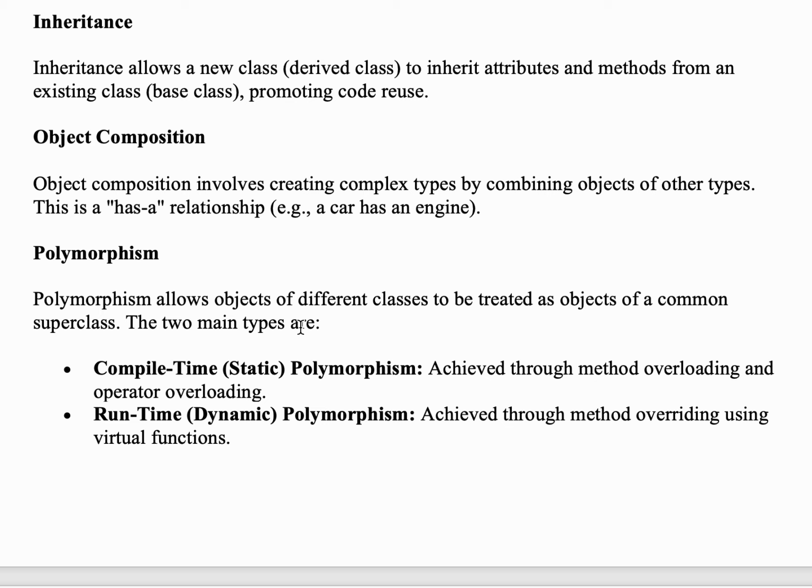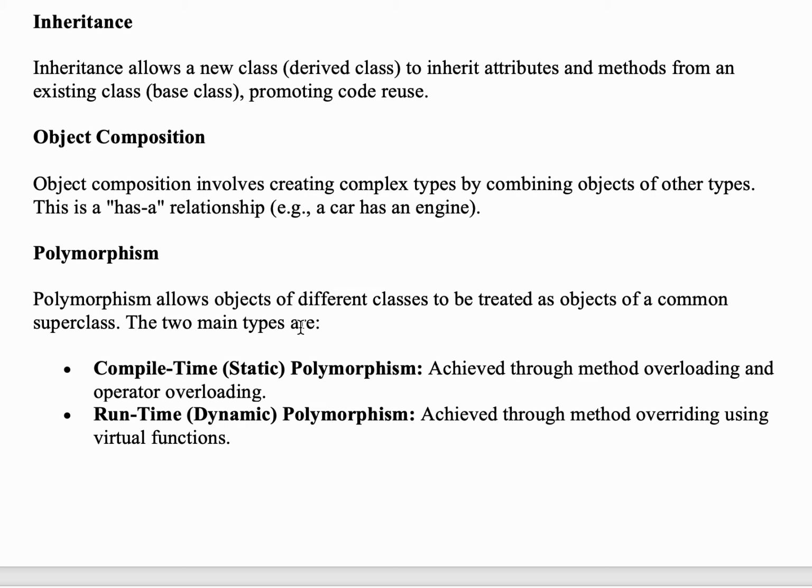Object composition involves creating complex types by combining objects of other types. This is a has-a relationship. For example, a car has an engine. Again, we see that it helps to create complex types by combining objects of other types.